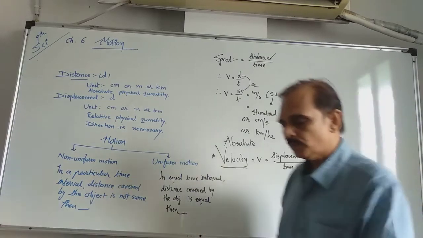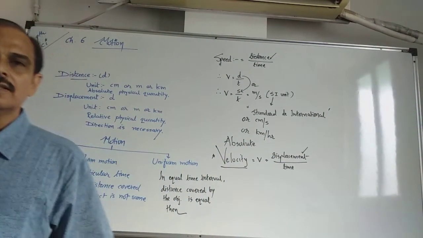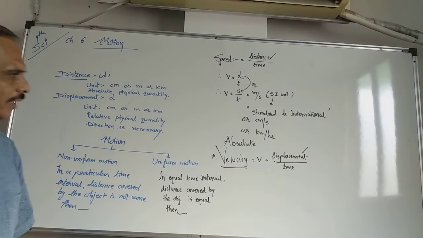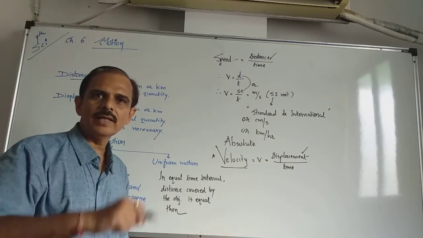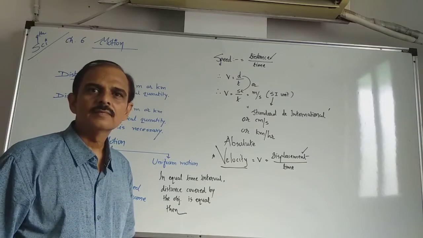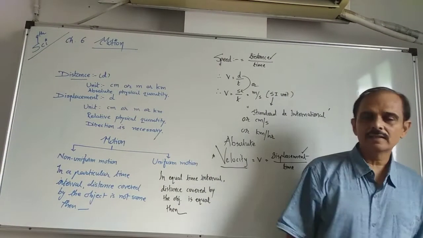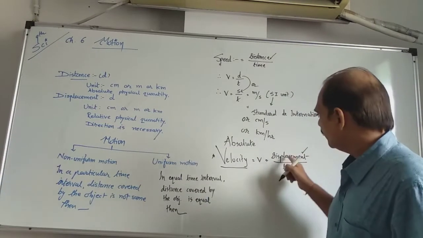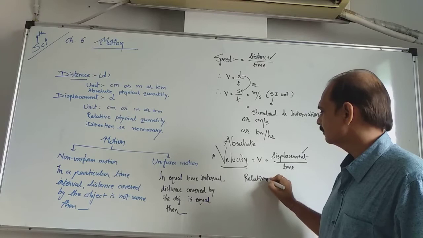And when there is displacement, then there must be direction. Because displacement is a relative physical quantity. And which reference is required for the explanation of displacement? Direction is required. So here also we said that displacement means direction. And if it needs direction, then it is called a relative physical quantity.